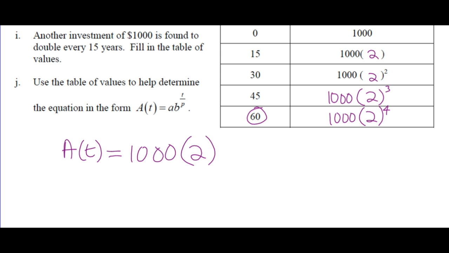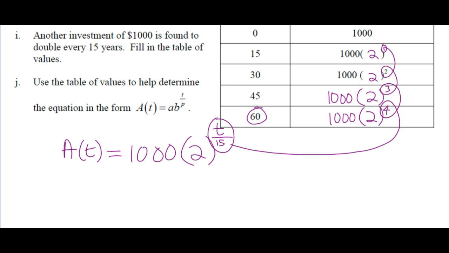So t is going to be 0, 15, 30, 45, 60. What's p? Divide by 15, right? Because you want this to be equal to the 4, the 3, the 2, and the implied 1, the 0. So really the p is the conversion. It's actually the doubling period. P is the doubling period.